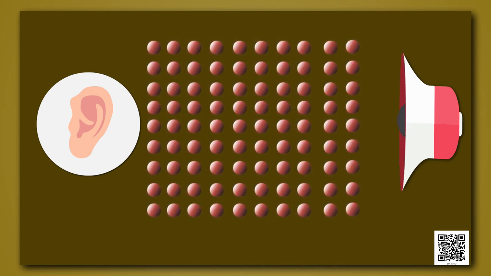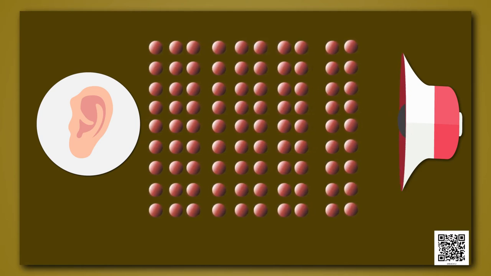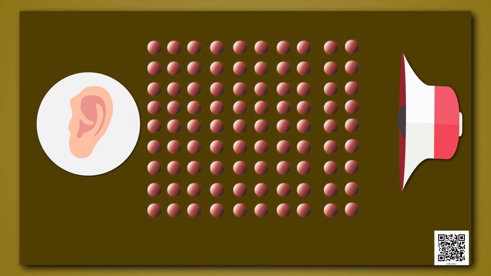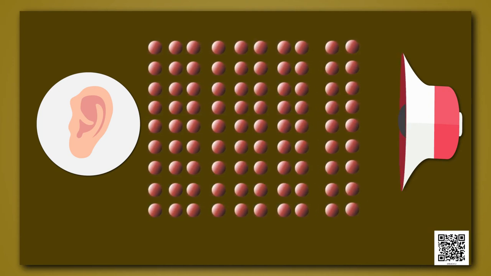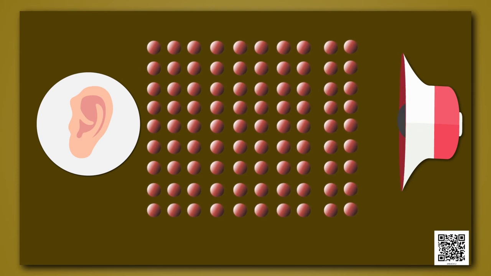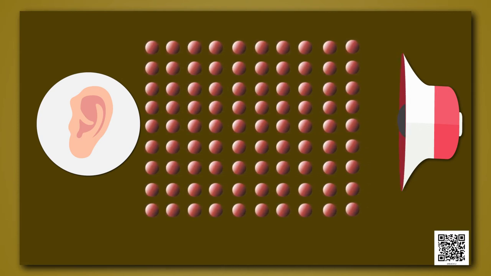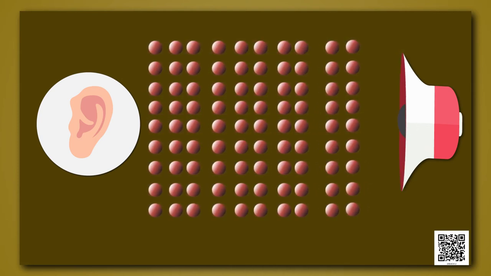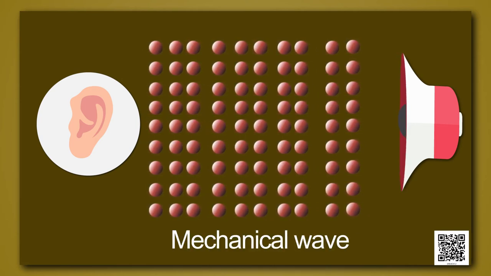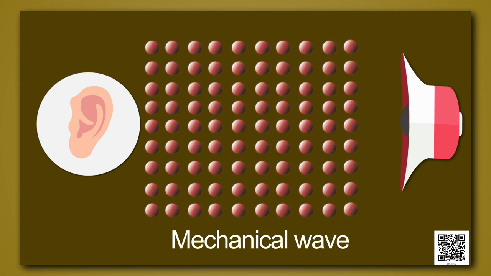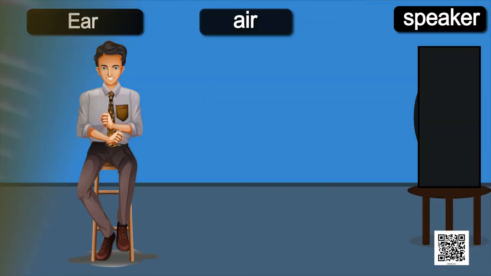Suppose here the source of sound is a speaker and the medium through which sound propagates is air, and we have ears to receive the sound and hear it. Sound waves are characterized by the motion of particles in the medium and are called mechanical waves. Air is the most common medium through which sound travels.